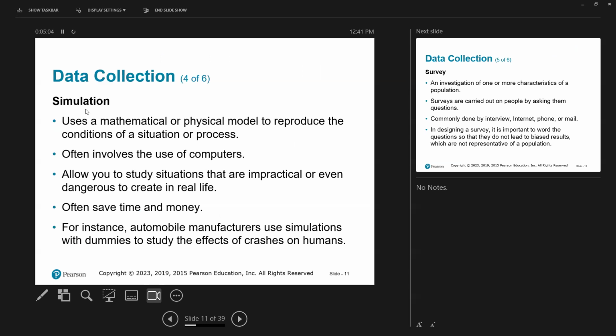When we look at the data collection process, we have something called simulation. Simulation is using a mathematical or physical model to reproduce the conditions of a situation or process. Simulations usually involve the use of computers, and they allow you to study situations that are impractical or even dangerous to create in real life. Simulations often save time and money. For example, automobile manufacturers use simulations with dummies to study effects of crashes on humans.